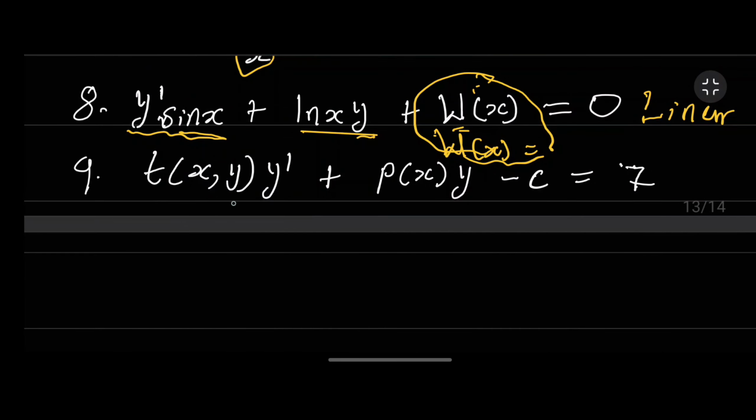Again, we have this one. Is this linear? Well, we have a function. I mean, let's check for condition 1. We have the function raised to the power 1. We have the derivative raised to the power 1. So we conclude that it is linear. But wait, look at the coefficient functions. The coefficient functions, as we already established, must not have a y in them.